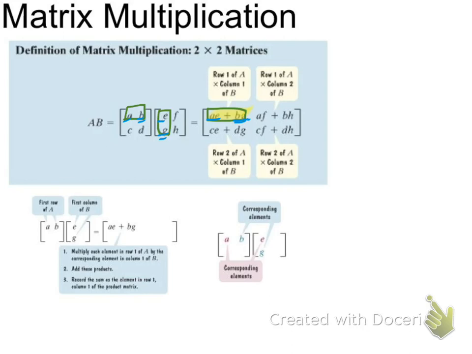So again, let's look at the next corner. The next corner would be row 1, column 2. So in order to do that one, I need to multiply things that are in row 1 with things that are in column 2 of the next matrix. So I'm going to do A times F, B times H, and add the results together. So let's see it again. Now I'm in row 2, column 1. So I'm going to do everything in row 2 times the pieces in column 1 and add the results together.